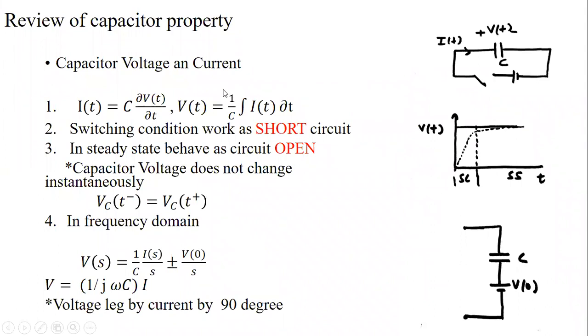Start with the review of capacitor property. Here we have shown a capacitor C, and suppose this switch is closed at t equal to 0 and the applied voltage is V. How are the voltage and current equations related to each other? The basic equation of a capacitor is that it will store charge whenever there is a potential V. So Q equal to CV.